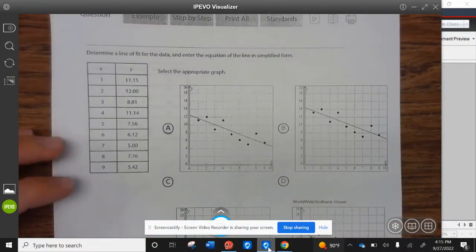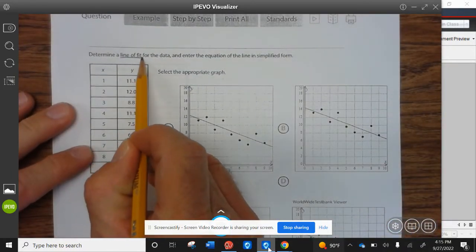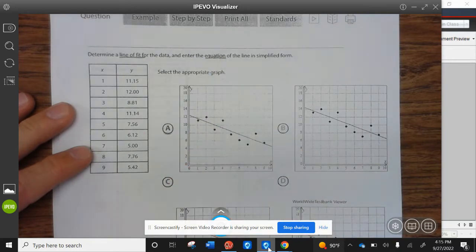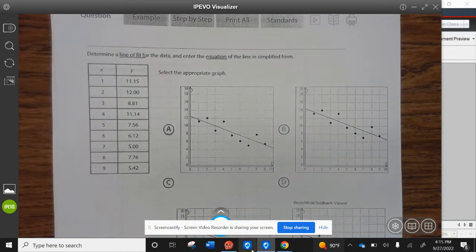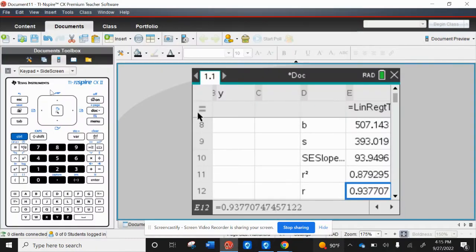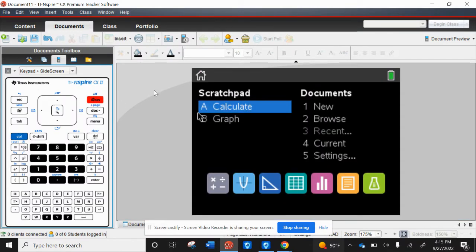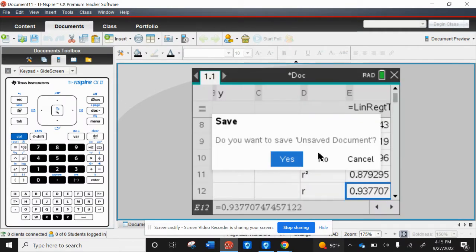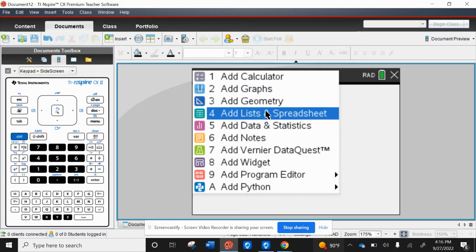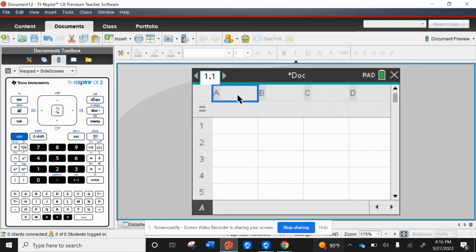All right, now in this one, we're going to find the line of fit equation. Okay, so to do that, we're going to start the same way. So you're going to go On, New Document, No, Add List and Spreadsheets, X, Y, and then you're going to fill in the numbers.